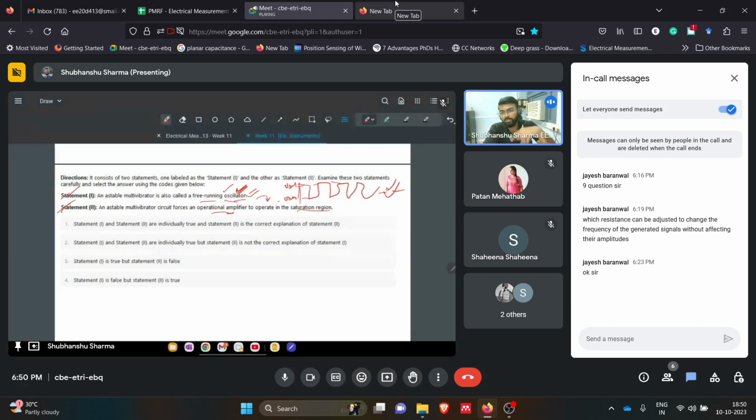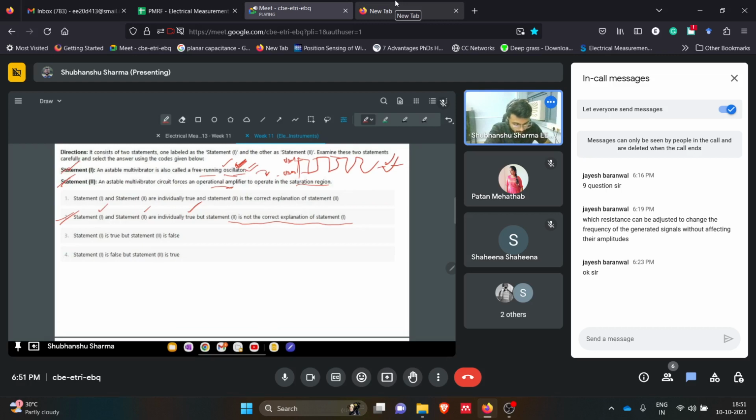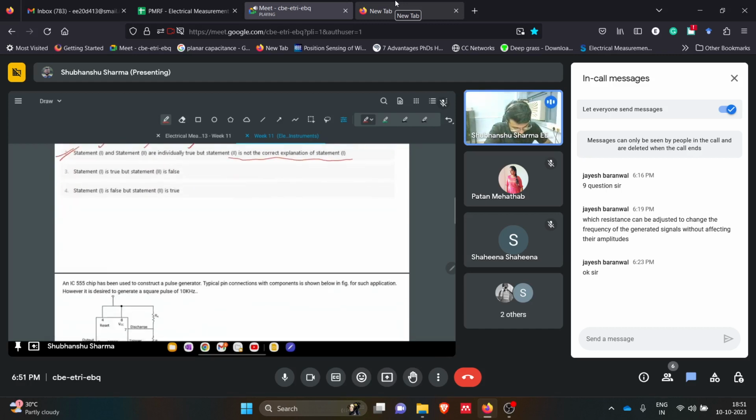They are not saying that it is a positive feedback system. They only say it is a free running oscillator. They haven't mentioned the positive feedback thing. That's why we cannot say statement 1 is the correct explanation for statement 2. So for this, we will go with the second option: statements 1 and 2 are individually true, but statement 1 is not the correct explanation of statement 2. Okay, so this was the explanation for this.